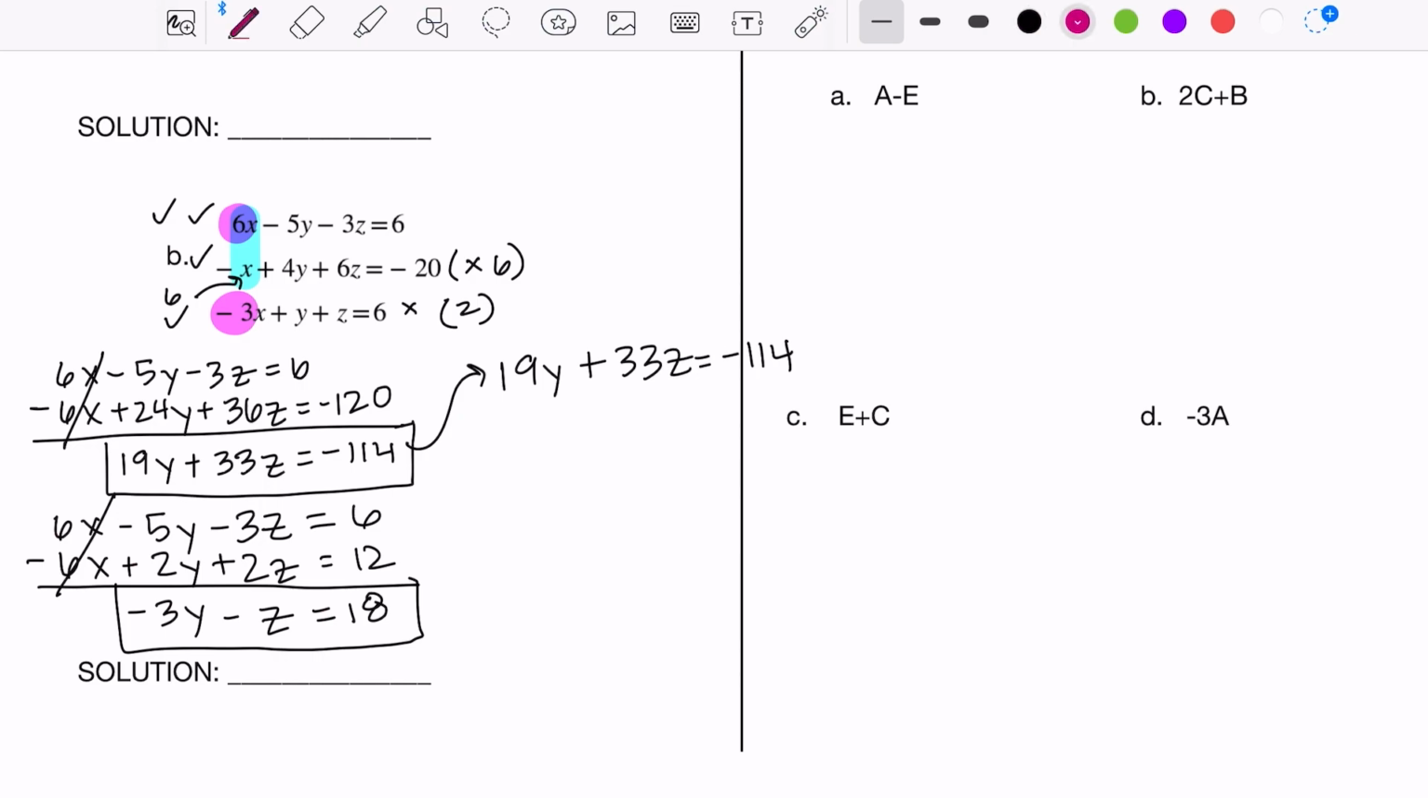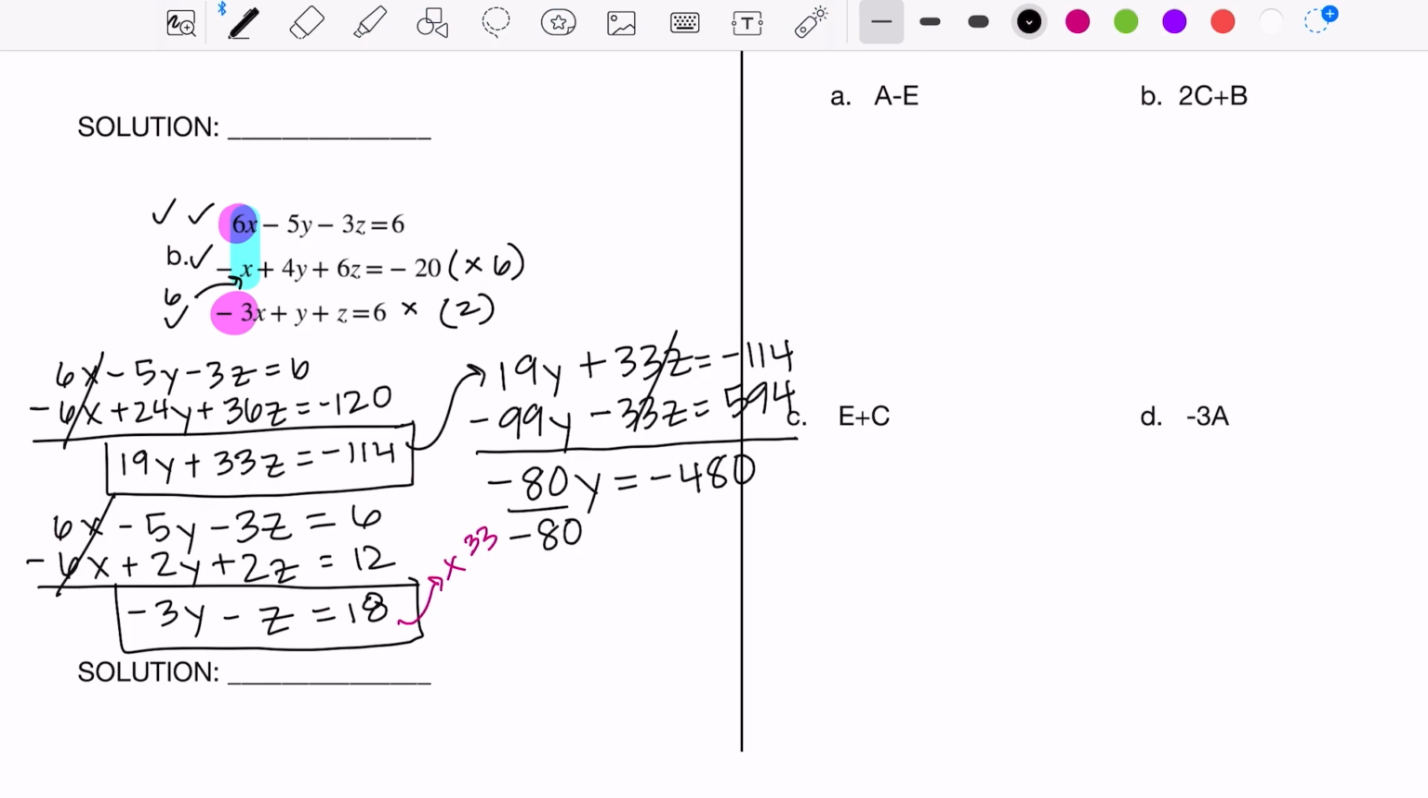And I'm going to multiply this one by 33 so that the z's will cancel out. And 18 times 33 is 594. So then I get negative 80y equals negative 480. Divide out that negative 80. Oops, it's not negative 480. It's just positive 480. And I get y equals negative 6.